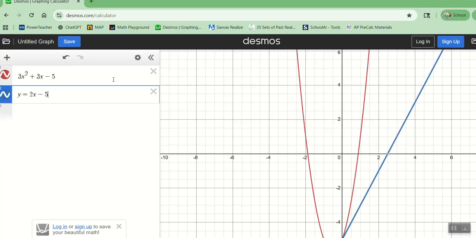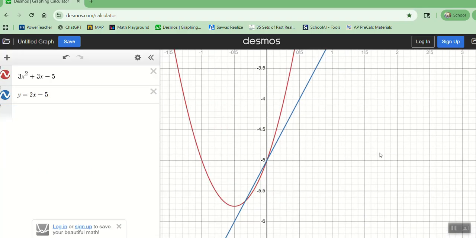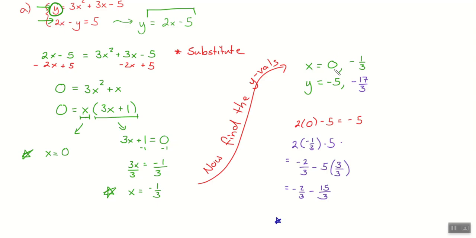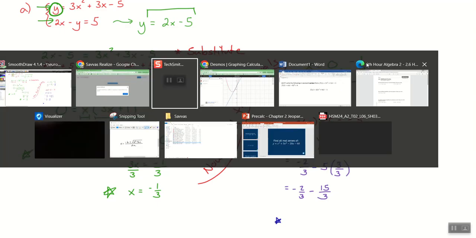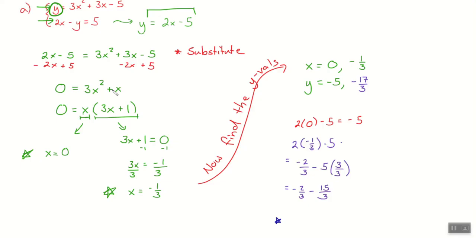2x minus 5. Okay, so as I look at this, if I zoom in, are there indeed 2 places where they intersect? So we're checking real quick. I should find, theoretically, that it's at 0 and -1/3. So let's check. Is this intersection right here at 0 when x equals 0? And what do we get for the y value on our work?